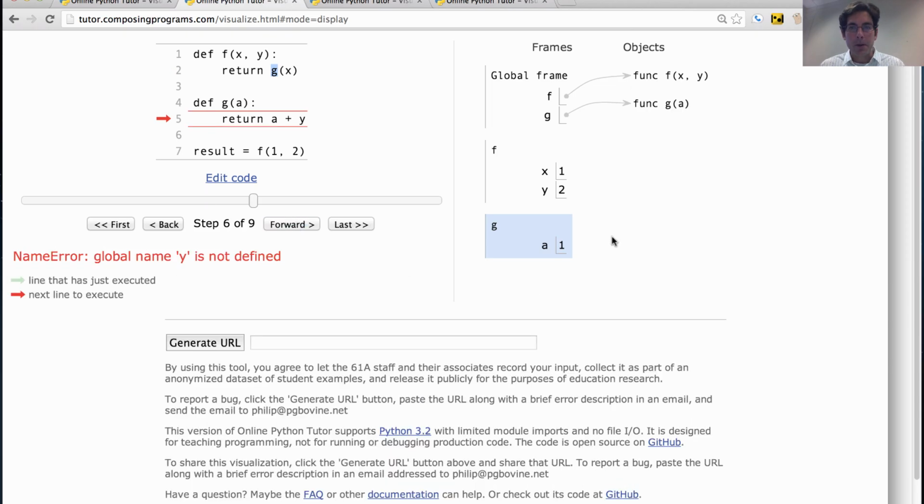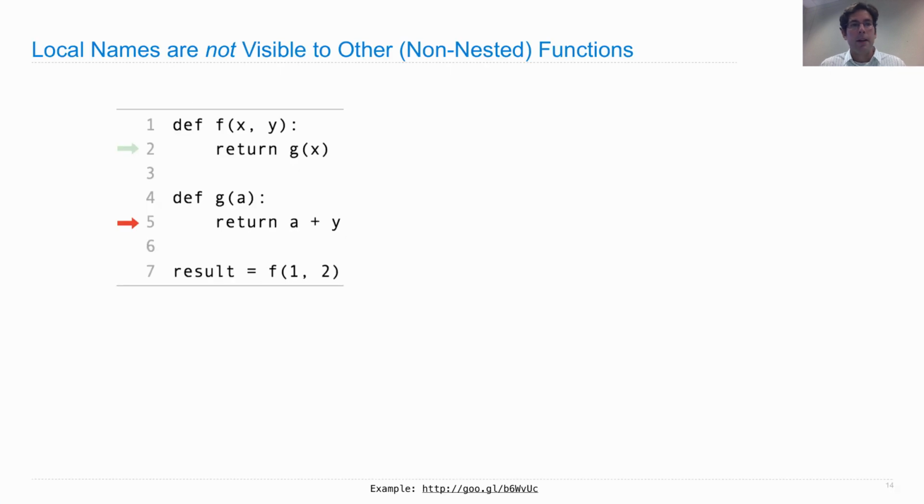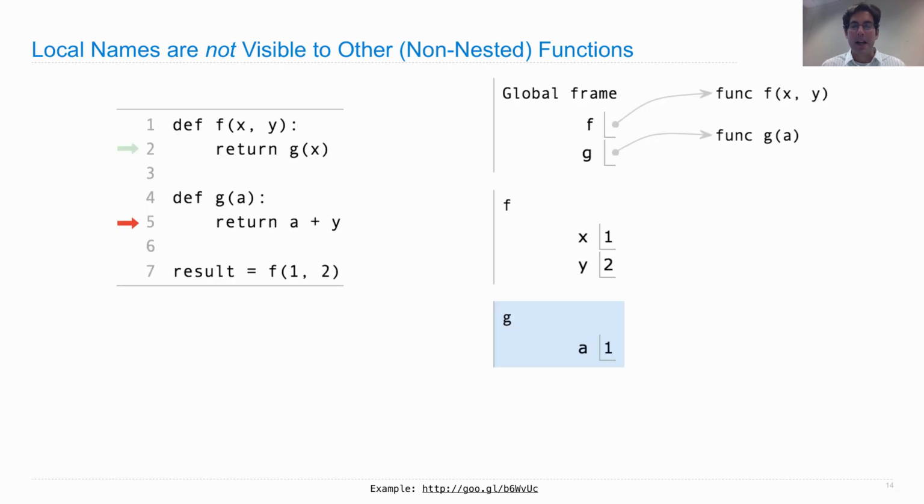Why is it an error, even though y is right here? Well, it's because this frame is not in the current environment. Here's the code, here's the moment when the error was caused. Here are the frames that I just showed you.